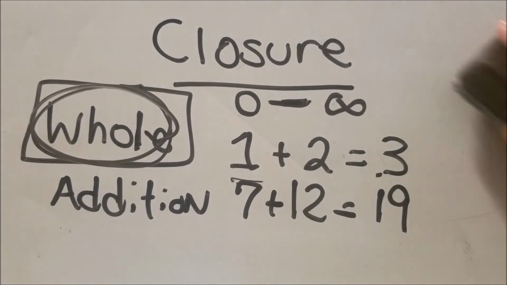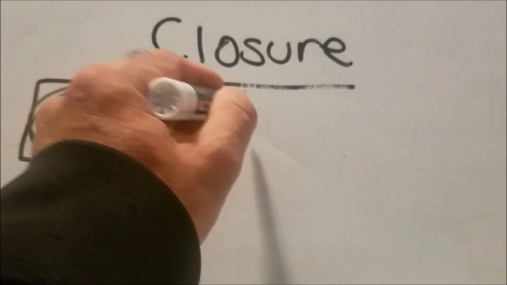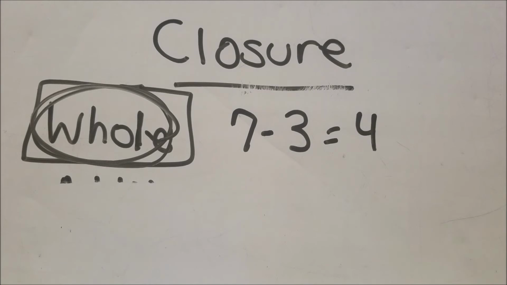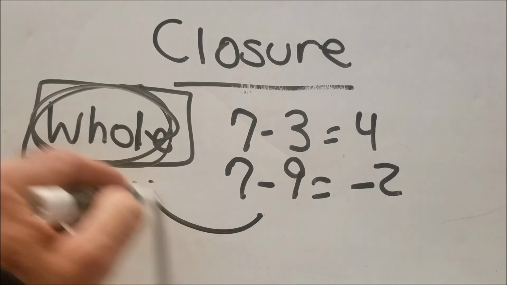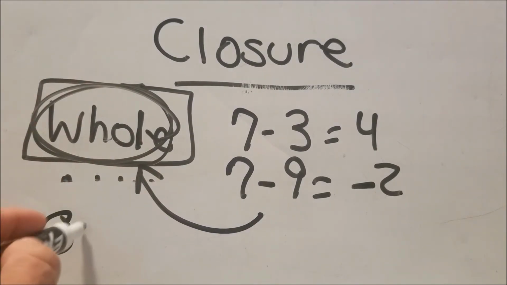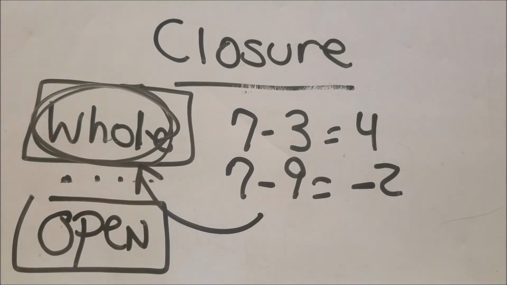But let's try subtraction for whole numbers, and then you can understand closure a little better. If I did 7 minus 3, well, we get 4. Well, it seems like it's closed. But what if I did 7 minus 9? I'll get negative 2. That is not a whole number. Negative 2 is an integer, but not a whole number. So under subtraction, whole numbers are not closed. They're open. So if it's not closed, it's open, like a door. Simple as that. So again, under addition, they were closed. Under subtraction, they were open.